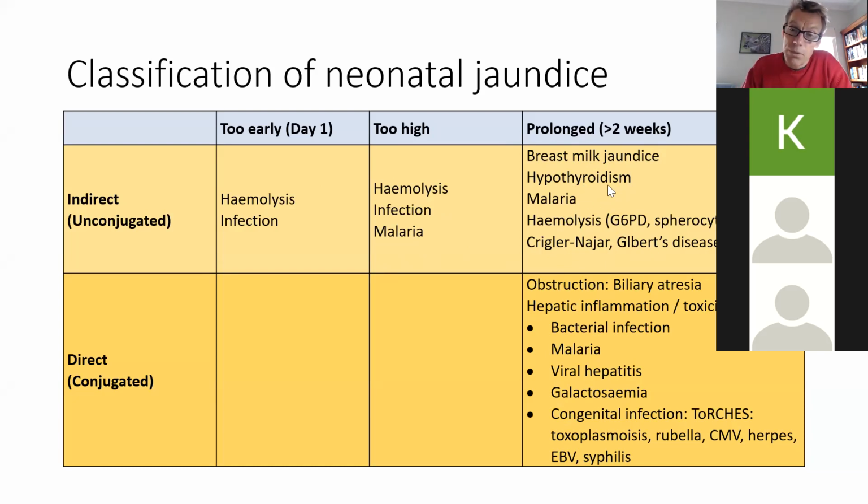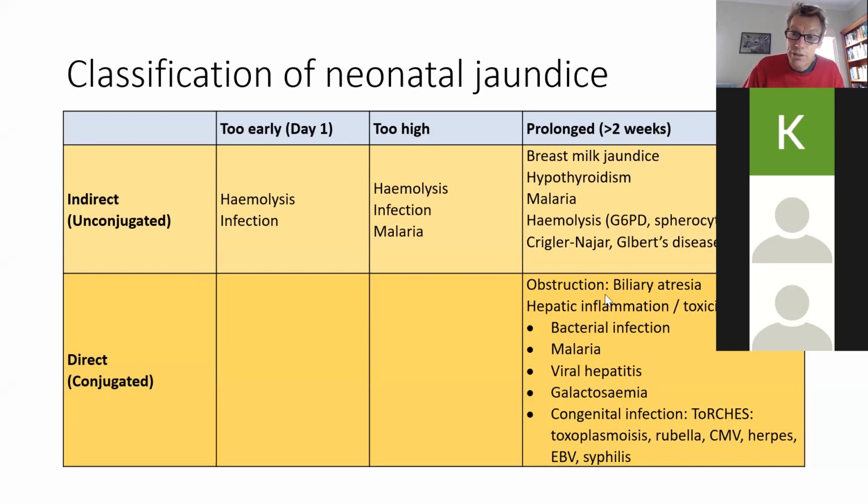I won't go into them, but hypothyroidism, remember those babies usually have umbilical hernias and prolonged unconjugated hyperbilirubinemia, and they're usually a bit more floppy than normal. Sometimes they're hypoglycemic as well. So if you see that constellation, I always examine these babies that have got breast milk jaundice, and if they've got an umbilical hernia, then I usually do their thyroid function test just to check that I'm not missing hypothyroidism.